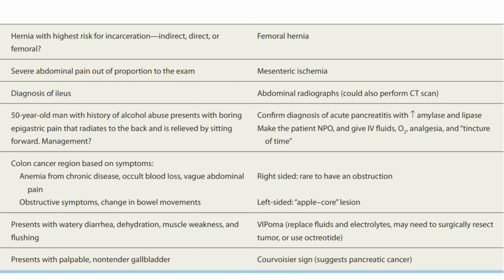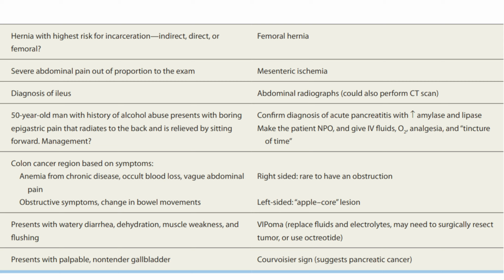Diagnosis of ileus: abdominal radiography. You could also perform a CT scan. So when you have an ileus, you can diagnose it with abdominal radiography. A CT scan could also be performed.